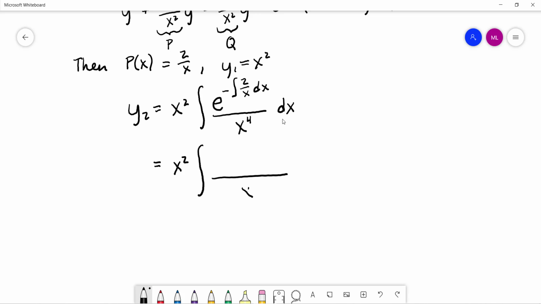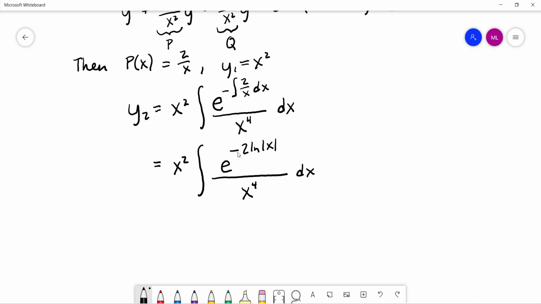For now, let's just stick with this. But what is this integral up here going to be? So what's the integral of 2 over x? Well, that's just going to be natural log of x. So we've got e to the negative 2 natural log of the absolute value of x. Still have this outer integral that we haven't touched yet.